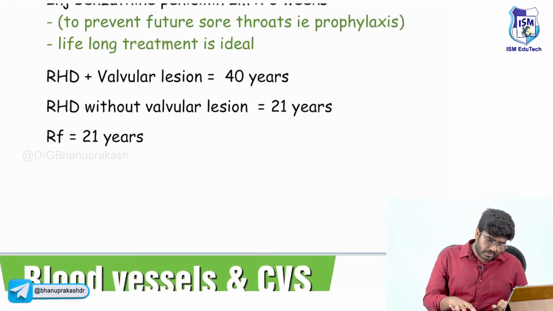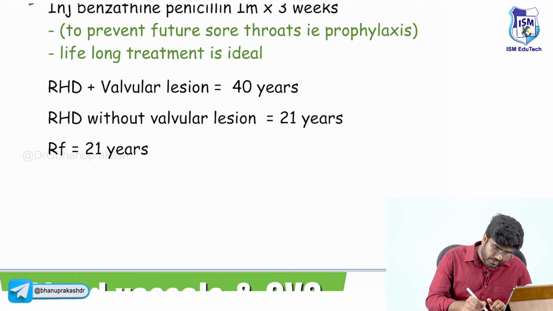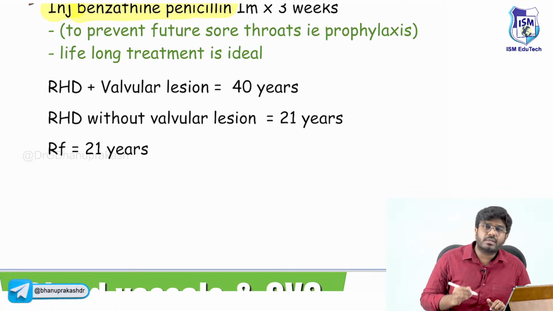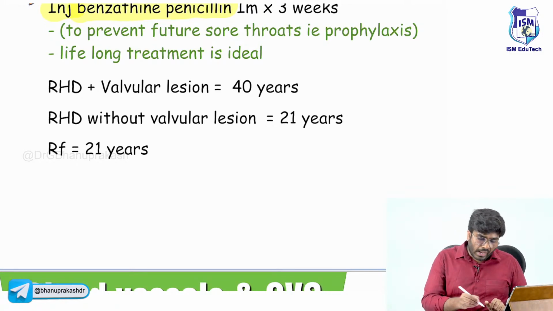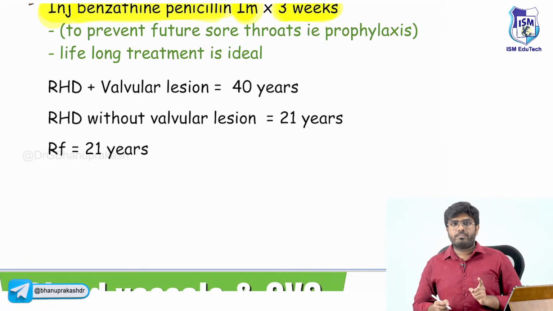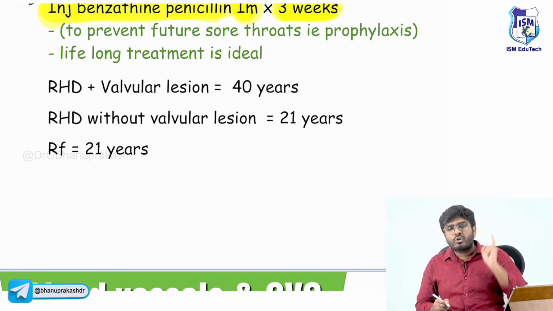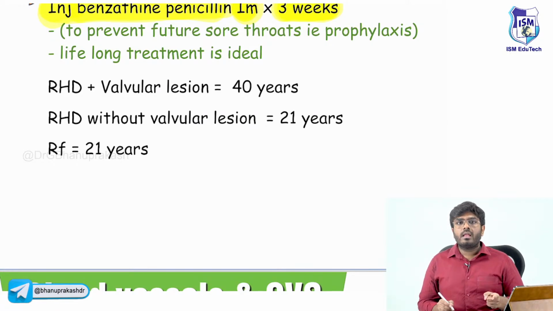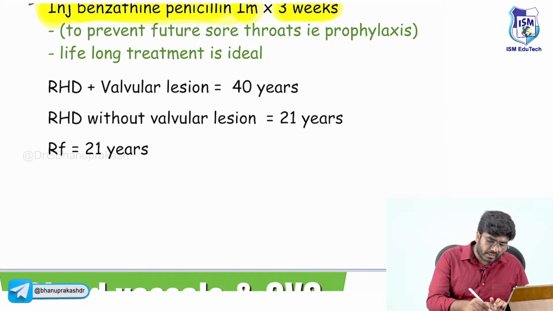Okay, see, now what we have to give to this patient is IM benzathine penicillin, sir. We have to give benzathine penicillin intramuscularly every 3 weeks. It means this fellow, every 3 weeks he should come to the hospital. Lifelong he has to come, sir.